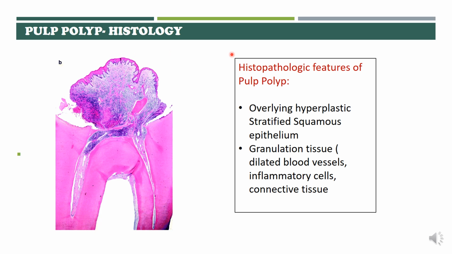Microscopically, right? So what do we see? Many times we see hyperplastic stratified squamous epithelium lining this pulpal tissue, right. So this pulpal tissue that is actually protruding out of the pulp chamber is mainly composed of granulation tissue, and granulation tissue basically is composed of connective tissue, chronic inflammatory cells, and dilated blood vessels, which is what you are able to clearly see in this image. So this is the epithelium, these are the dilated blood vessels that you're able to see. These are the chronic inflammatory cells, all the numerous blue dots that you're able to see. Okay, so this is pulp polyp.